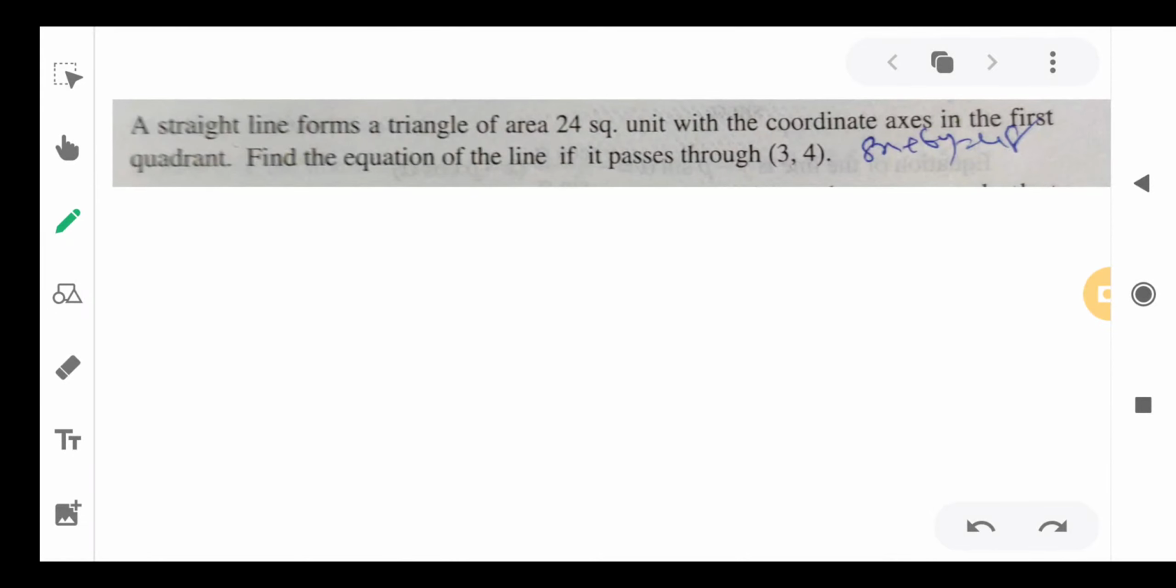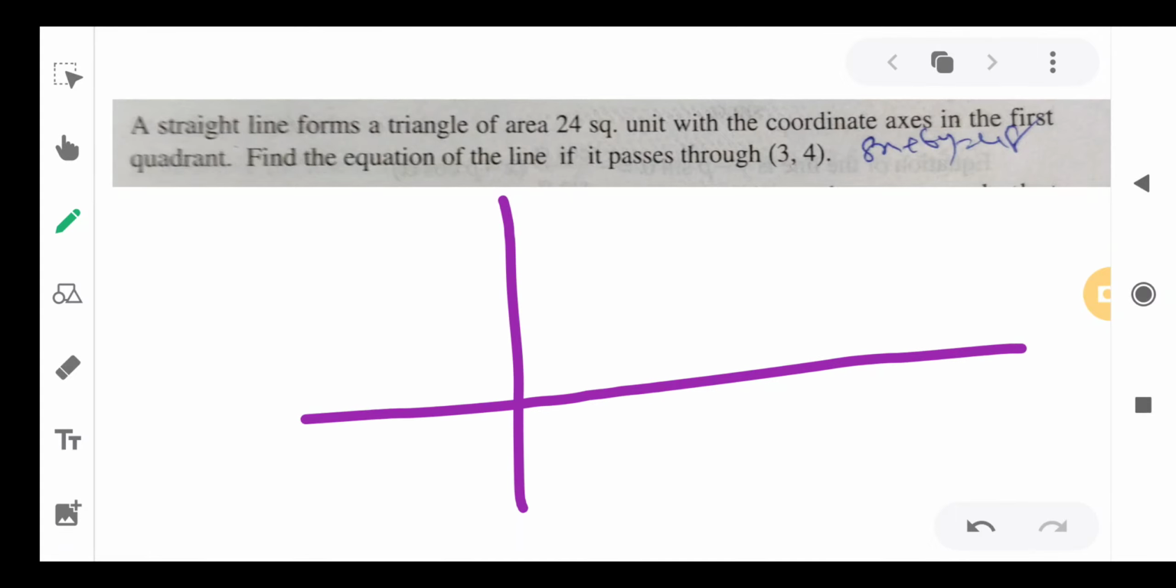A straight line forms a triangle of area 24 square units with the coordinate axes in the first quadrant. Find the equation of the line if it passes through (3, 4). Now, the given data is that a triangle will form in the first quadrant of a coordinate axis.